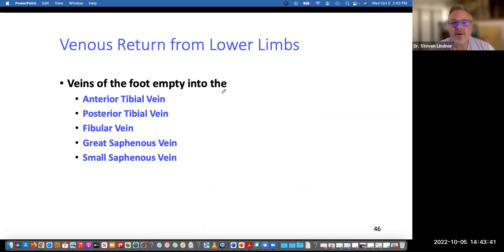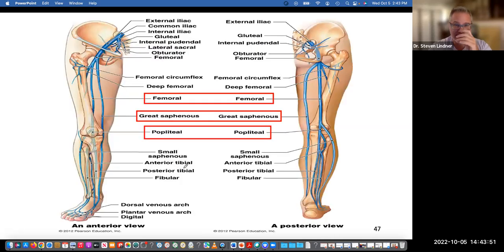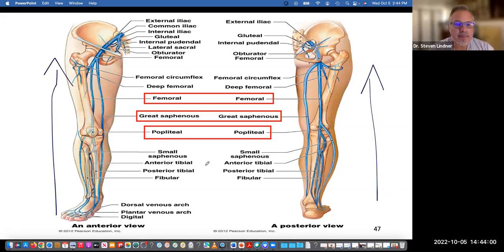The veins of the foot are going to empty into the anterior tibial vein, posterior tibial vein, fibular vein, the greater saphenous, and the lesser saphenous or small saphenous. So remember, we got to start at the bottom and work our way up.